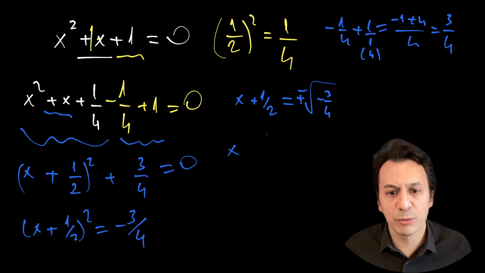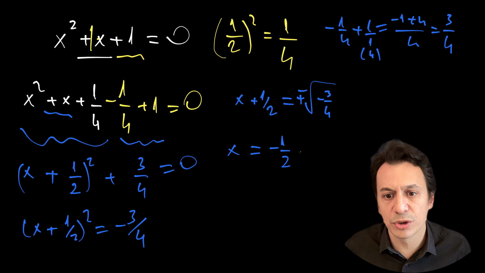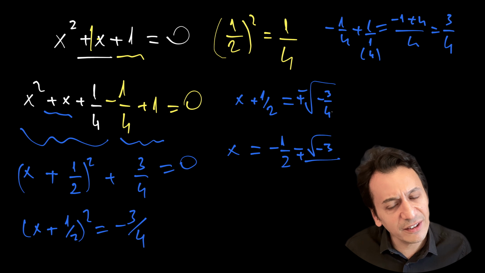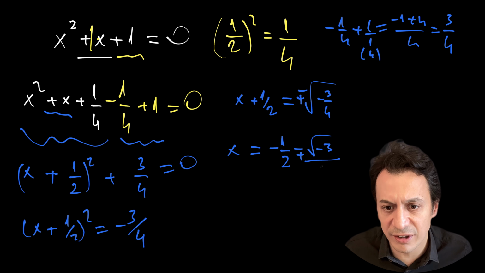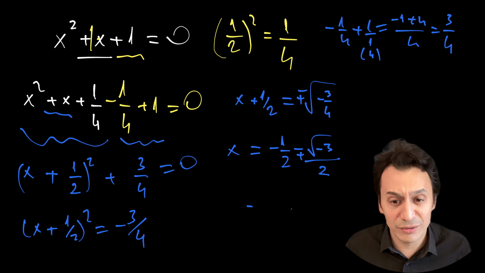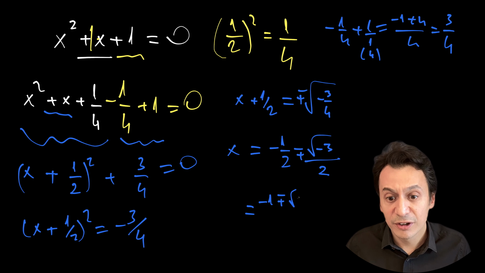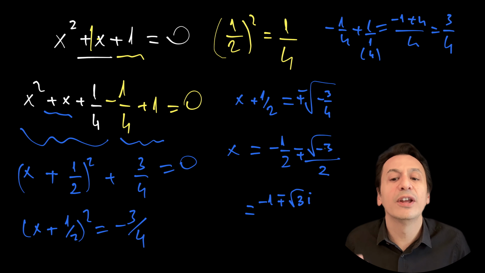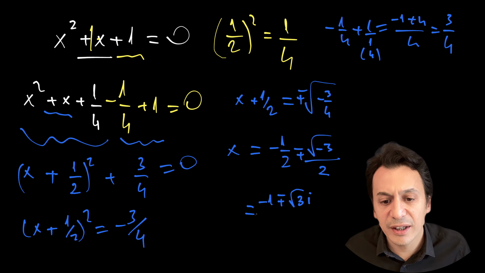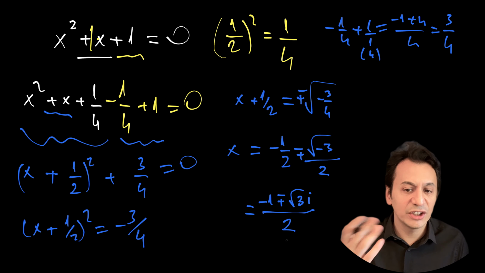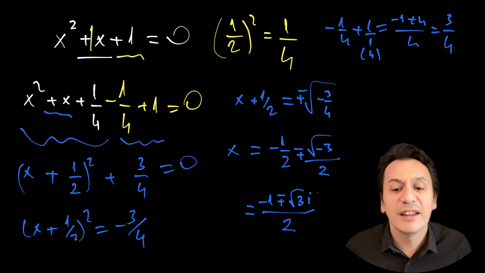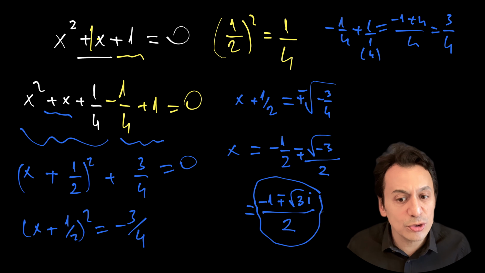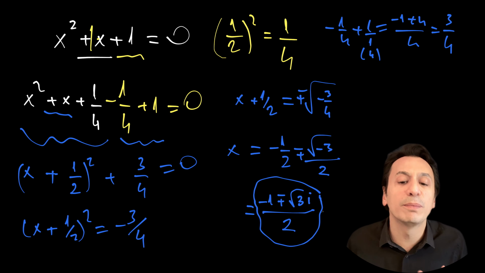Now this plus 1 over 2 goes to the other side as minus 1 over 2. And I have the square root of minus 3 over 4. Let's take this 4 out of the square root and write it as 2. So I can write it as minus 1 plus or minus the square root of 3, i, as I can denote the square root of minus 1 as i, divided by 2, as they share the same denominator.